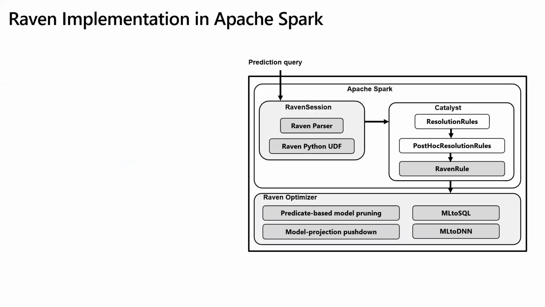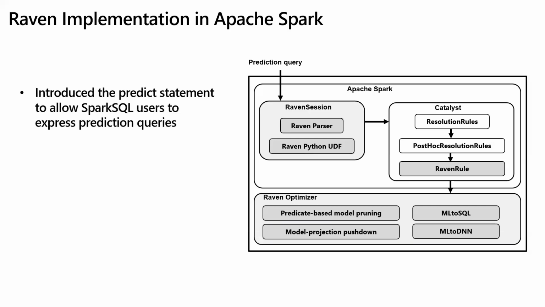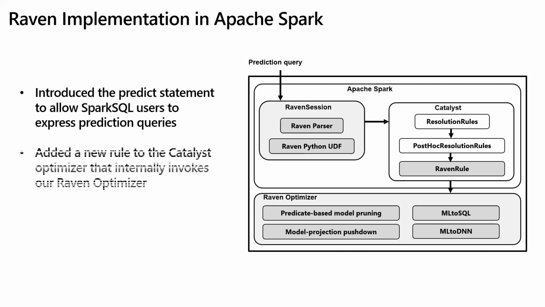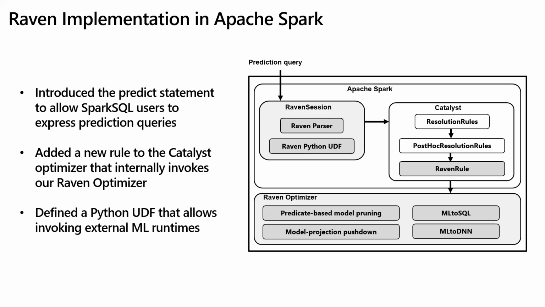We implemented Raven as an extension to Apache Spark, as described in this picture with the main Raven components in gray color. In particular, we introduced the predict statements to allow Spark SQL users to express prediction queries. And we added a new rule to the Catalyst optimizer that internally invokes our Raven optimizer. Lastly, we defined the Python UDF that allows invoking external ML runtimes.